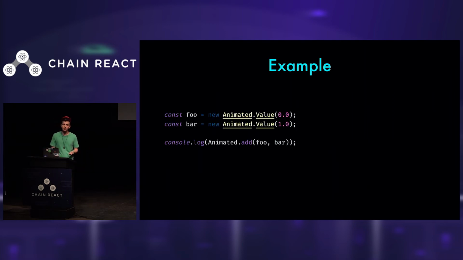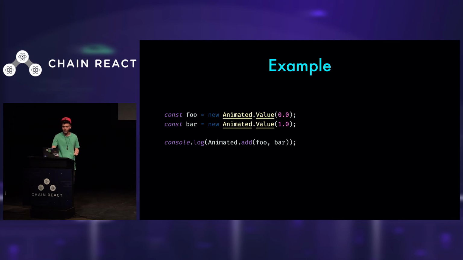In the first example, we are dealing with two animated values that we want to combine together. We've got a foo animated value and a bar animated value, and we want to add them together. Do you know what the output is going to be? What's the value going to be of those two animated values added together?